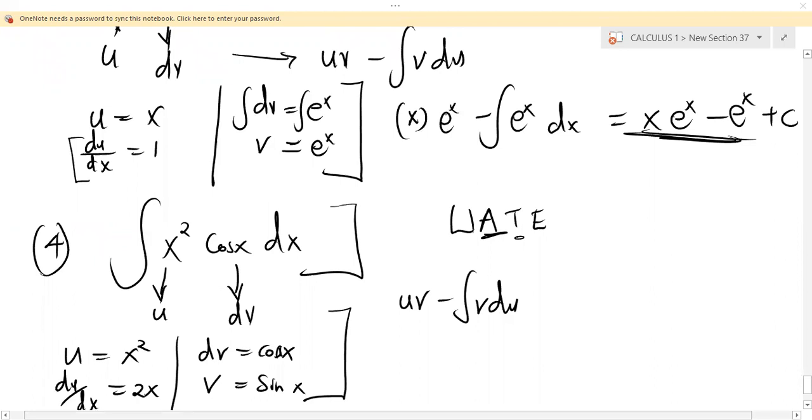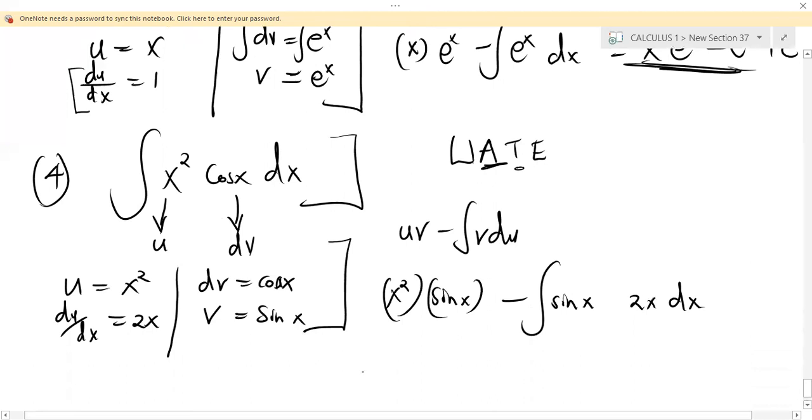we will have uv: our u is x squared, multiplied by v, which is sine x, minus the integral of v, sine x, multiplied by du. And our du, making du the subject of the formula, we will have 2x dx. So what does that give? I'm going to rearrange this so that I have x squared sine x minus the integral of 2x sine x dx. The reason why I'm writing the 2x before the sine x is that we know that if you're using LIATE, then the algebraic function is going to be your first function.